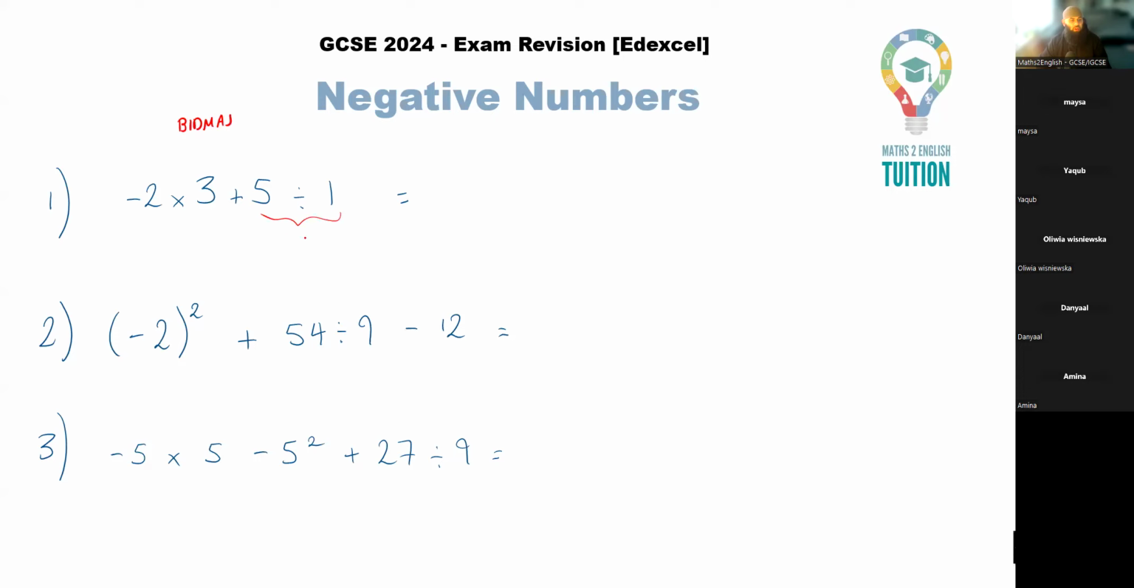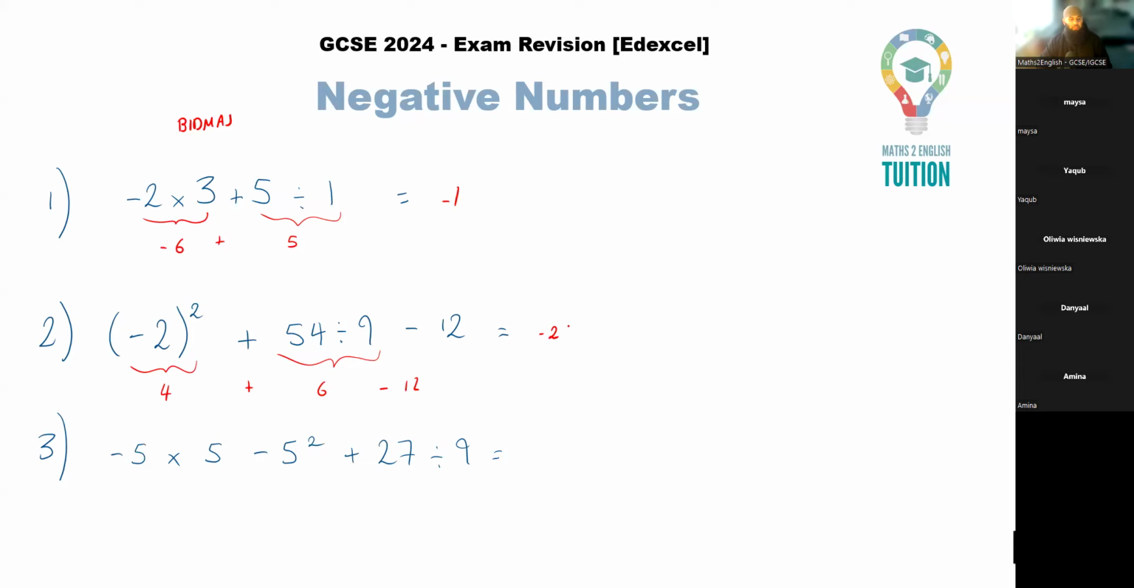At this point, you will have 5. Then you're gonna do the multiplication. You go -6 plus 5, you're gonna have -1 at this point. Second thing, from the brackets, you have the indices that's going to turn into a 4. Then you have the division, which is going to turn that into a 6. And then from here you go -12. You add these two up, that's going to give us 10. 10 -12 is going to give me -2.